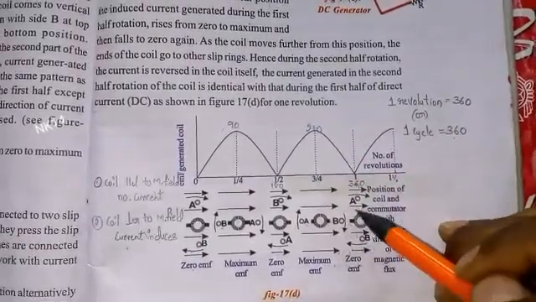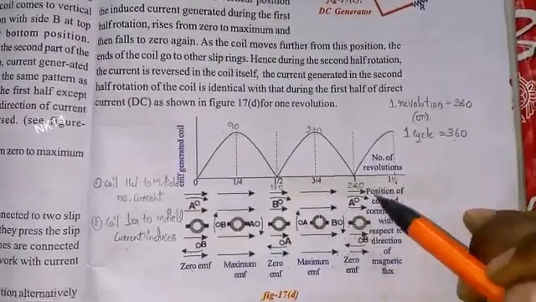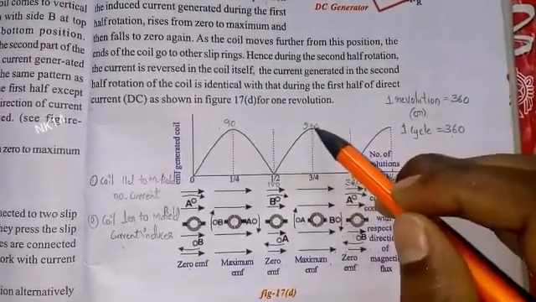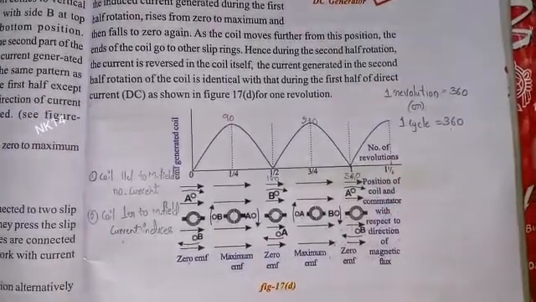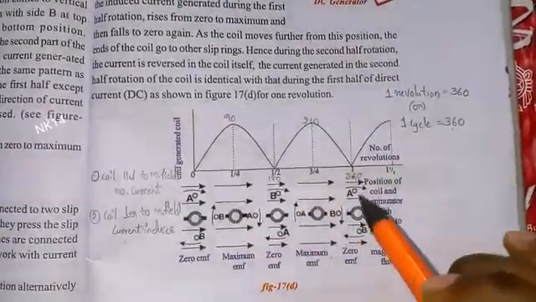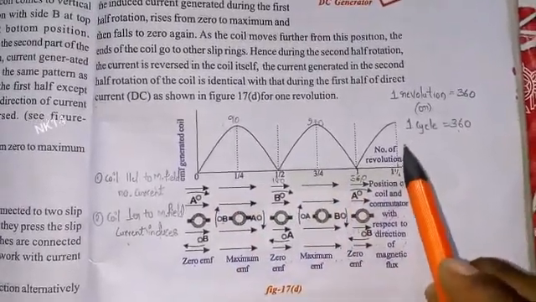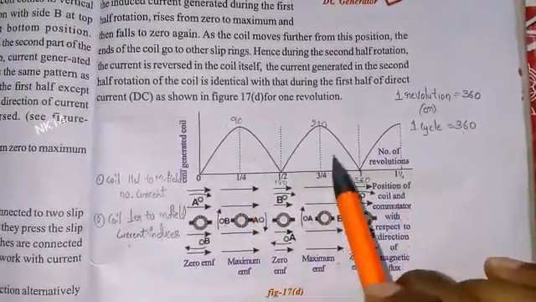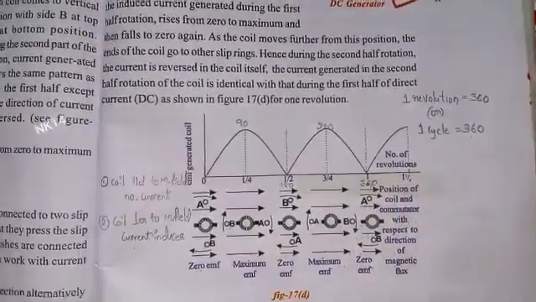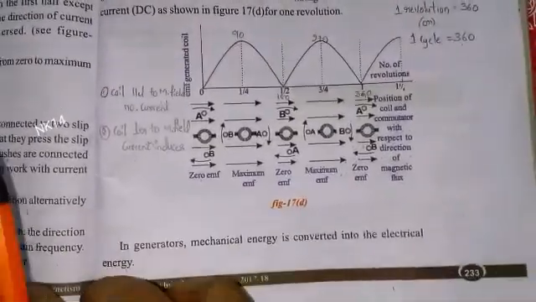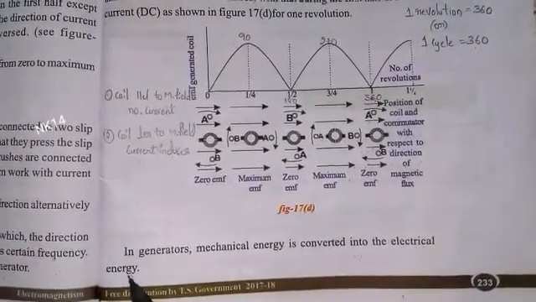Next, if the coil again reaches parallel to the magnetic field, then we can observe that whatever current is induced reaches 0. Like this it goes on, meaning the cycle continues in the DC generator. All the current values will be in the positive direction. So this is the basic difference between the AC generator and the DC generator. Next, as I already said, a generator is a device which converts mechanical energy into electrical energy.